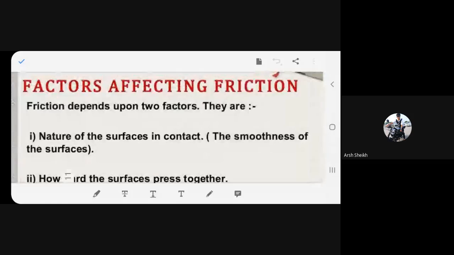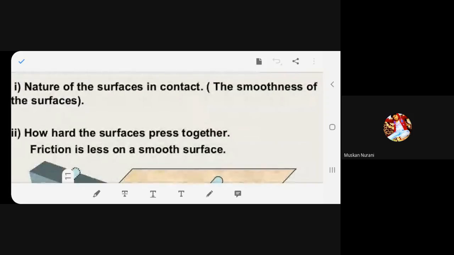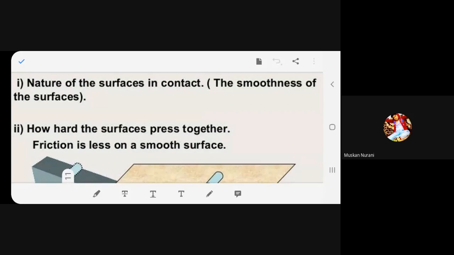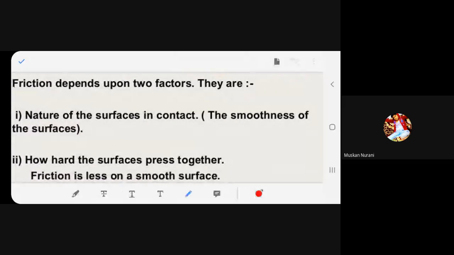Now start reading. Factors affecting friction. Friction depends upon two factors. Number one, nature of the surface in contact, the smoothness of the surface. Number two, how hard the surface is pressed together. Friction is less on a smooth surface. So, on what factors is friction depending? First is nature. What I taught you? Smooth ground and grassy ground. You got it?